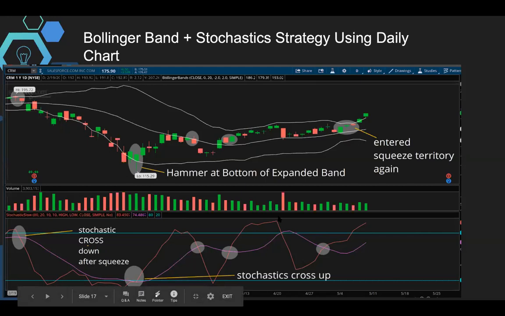Stochastics, I know that it looks tempting to just use stochastics by itself because look, literally, crossing down, price moves down. Crossing up, price moves up. Crossing down, price moves down. Crossing up, price moves up. Crossing down, price moves down a little bit. Crossing up, price moves up.